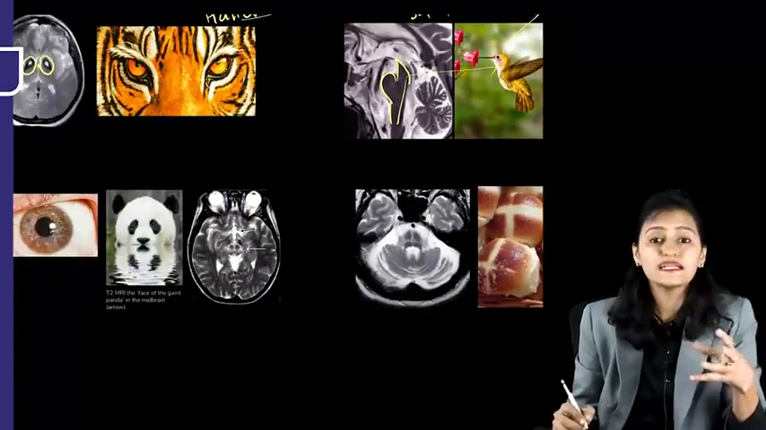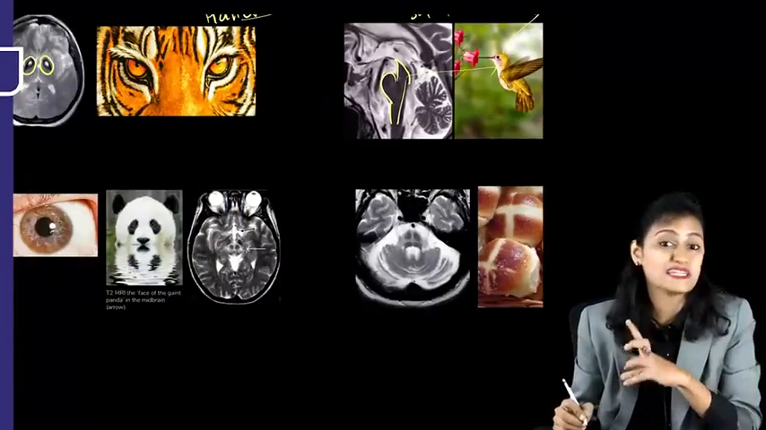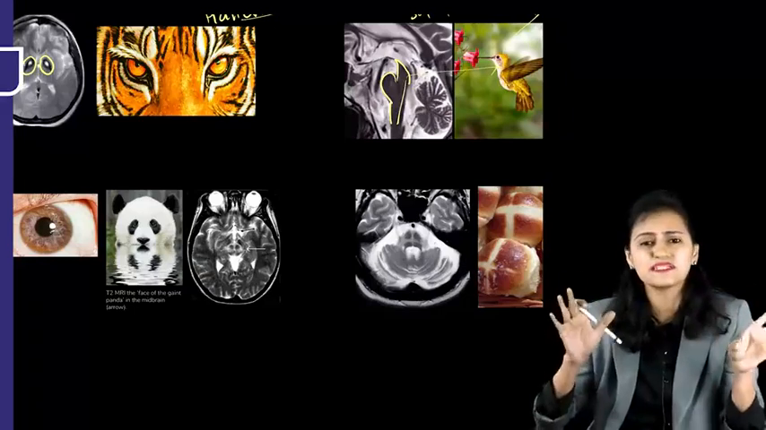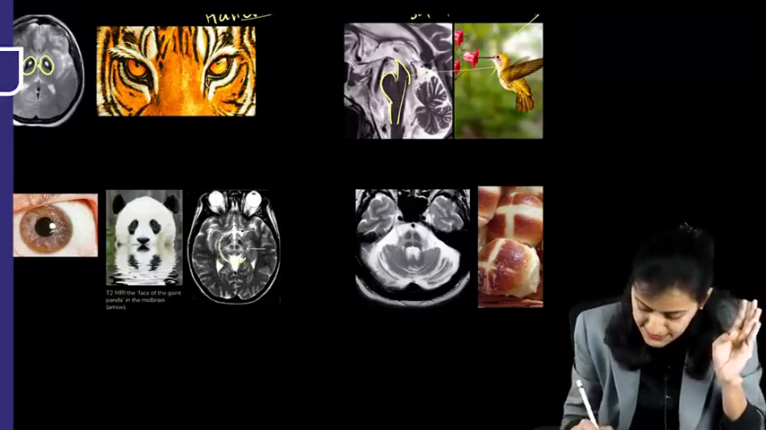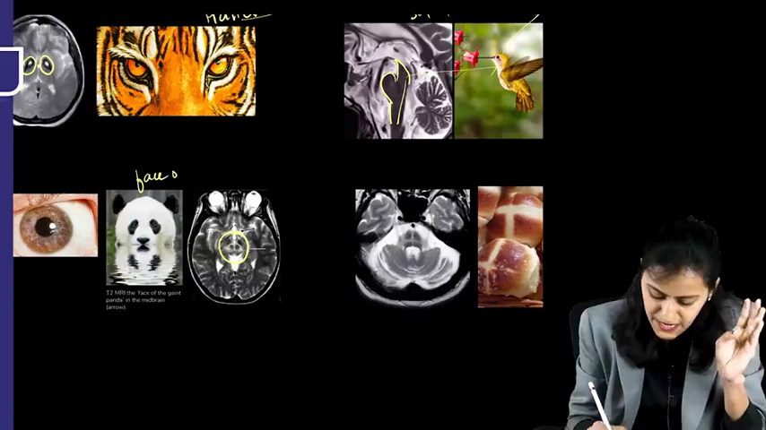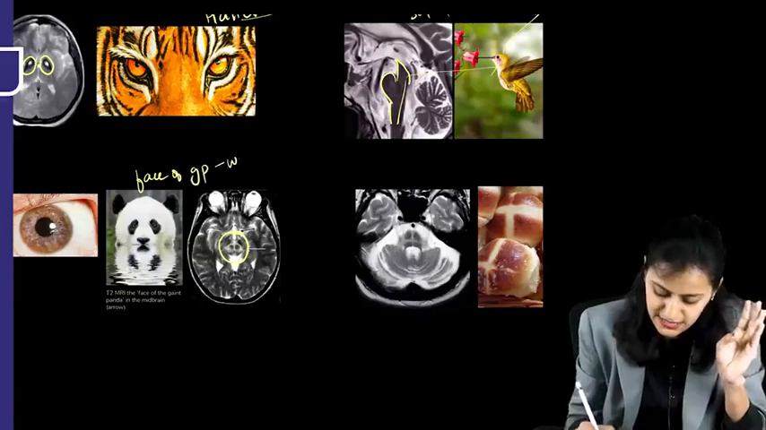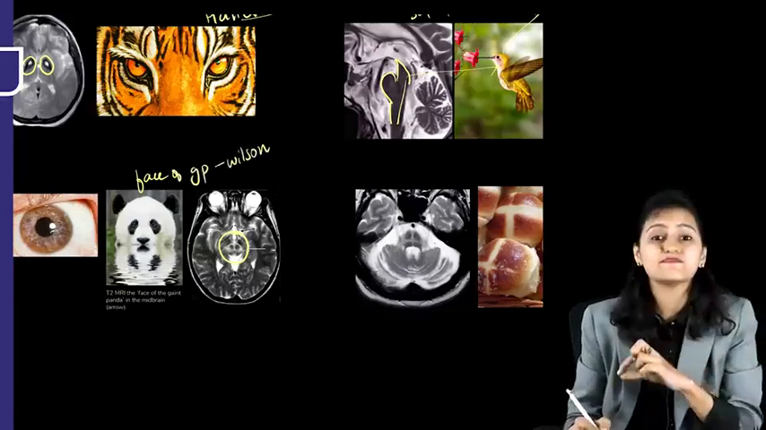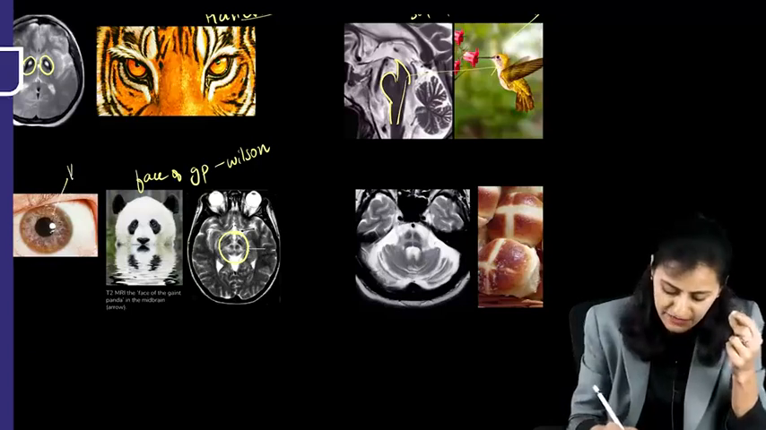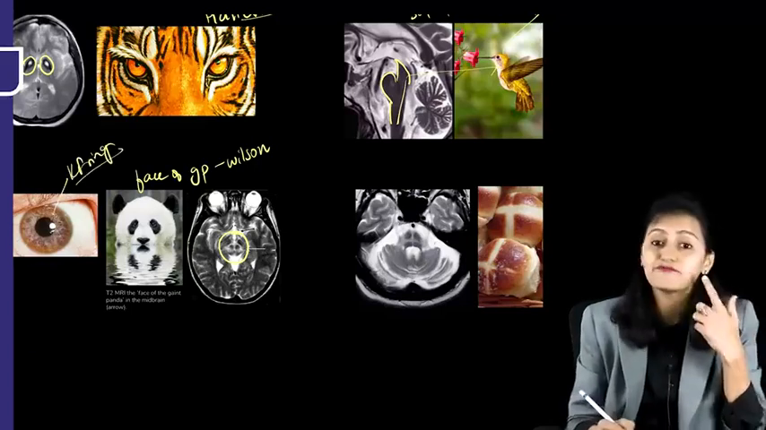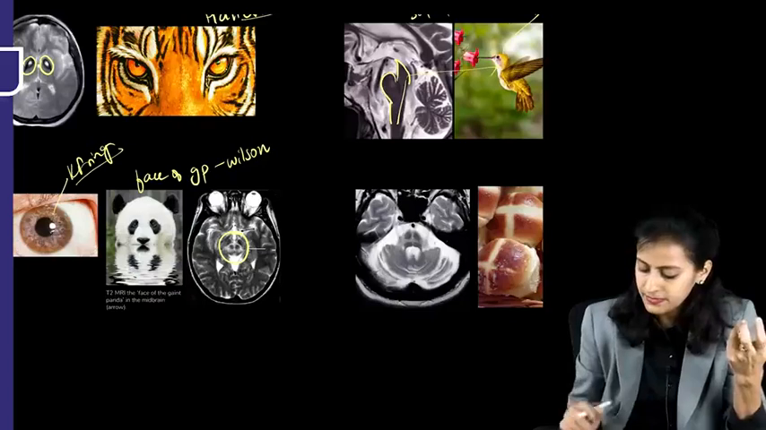Next one, Wilson's has a face like giant panda. Remember, a person named Wilson has a face like giant panda. So this is the face of giant panda sign, which is seen in Wilson's, affecting the midbrain. Along with that, in Wilson's, we have the KF rings in the cornea.